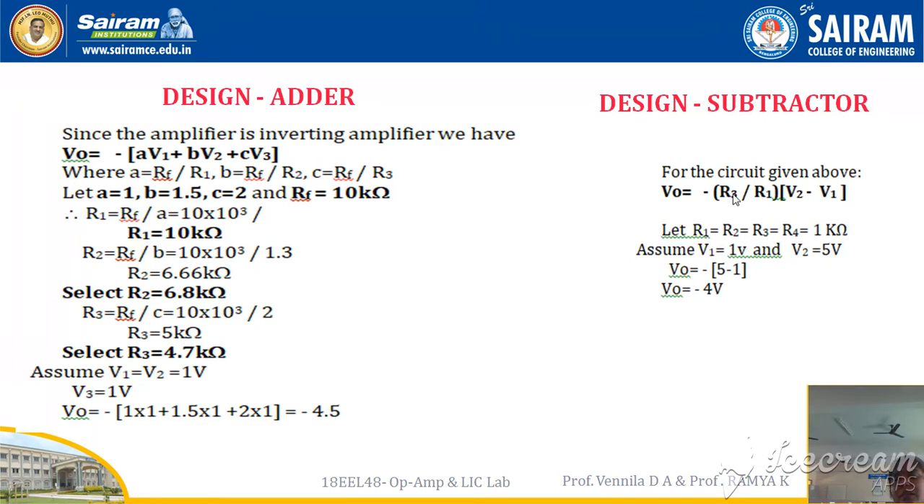Next, this is the design of your subtractor. Your output voltage is minus R3 divided by R1, into V2 divided by V1. From that you are going to choose the values R1, R2, R3, R4 as 1 kilo ohm, and V1 equal to 1 volt and V2 equal to 5 volt. So we are going to get the voltage minus 5 volt.